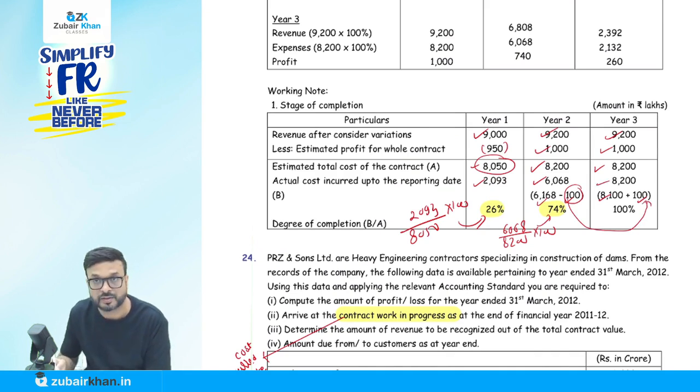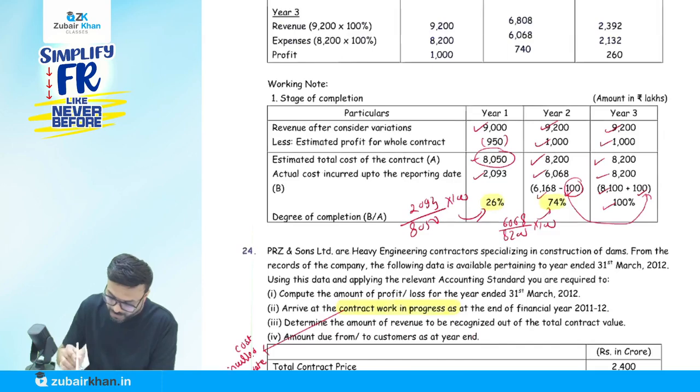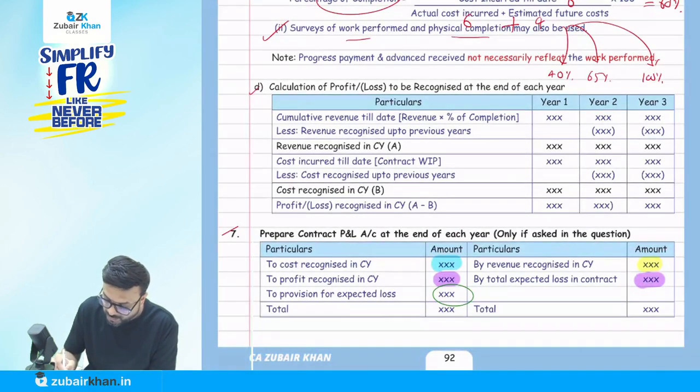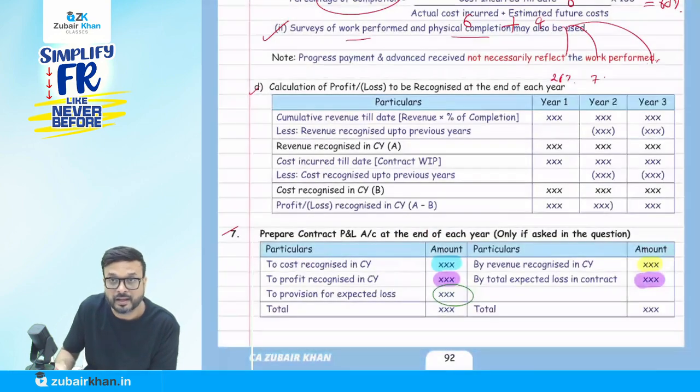The total cost. So how much work has been completed? The first year is 26%. By the end of the second year, 74%. Third year, 100%. Now what we'll do here is write it down one by one. How much work has been completed in our example? 26%, 74%, and 100%. Okay, now one by one.